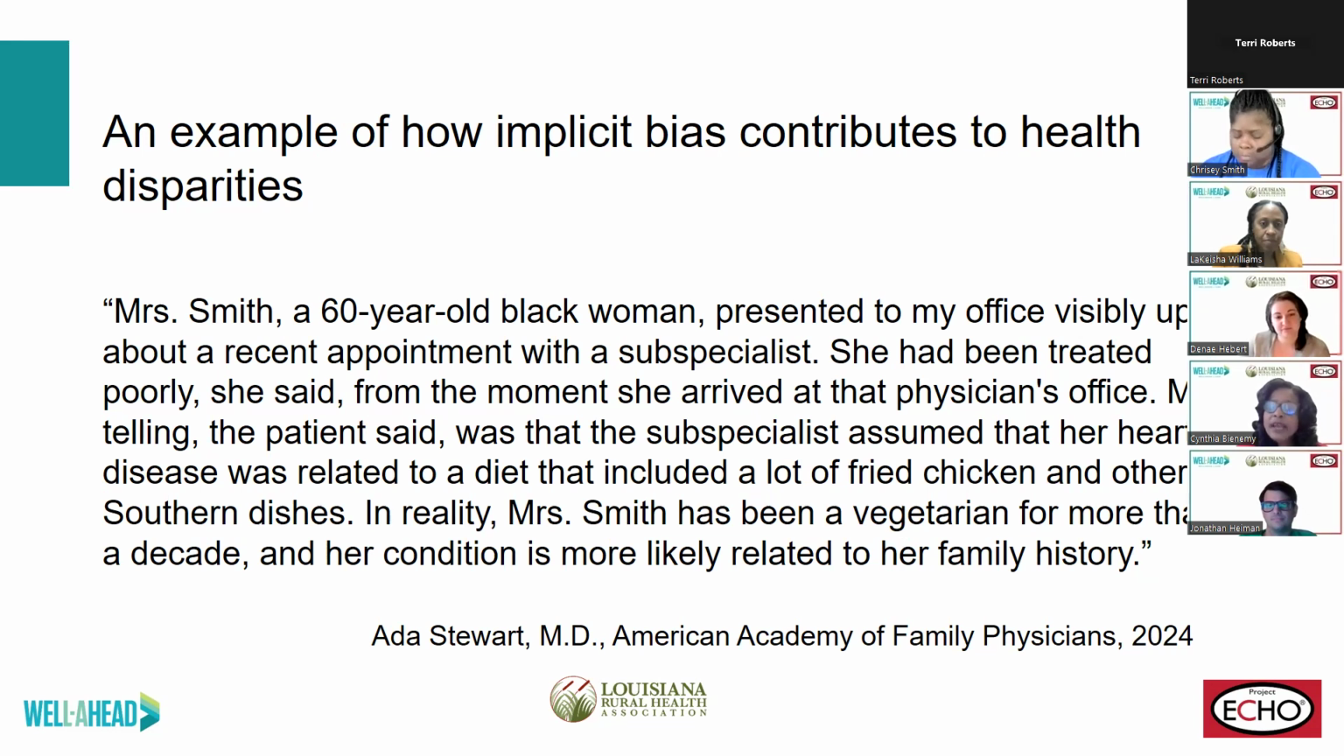An example of how implicit bias contributes to healthcare disparities. Mrs. Smith, a 60-year-old Black woman, presented to my office visibly upset about a recent appointment with a subspecialist. She had been treated poorly, she said, from the moment she arrived at that physician's office. Most telling, the patient said, was that the subspecialist assumed that her heart disease was related to a diet that included a lot of fried chicken and other Southern dishes. In reality, Mrs. Smith has been a vegetarian for more than a decade, and her condition is more likely related to her family history. Again, that keyword, assumptions and biases, you can see all of that, and that's a true story. And you can also see how that can lead to mistrust of our healthcare providers.